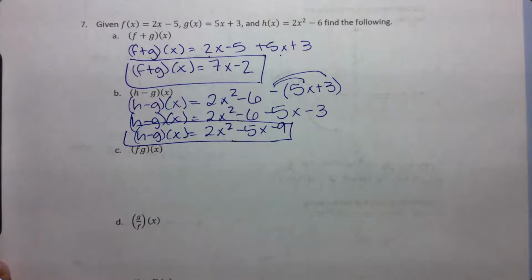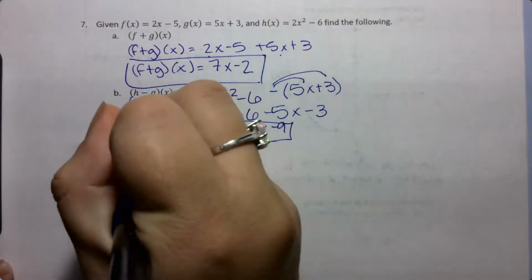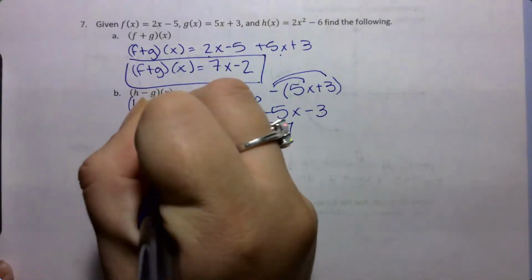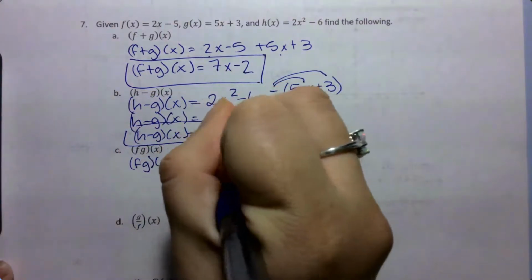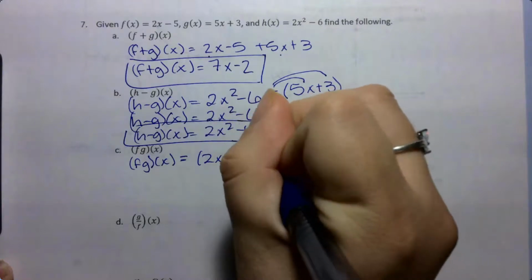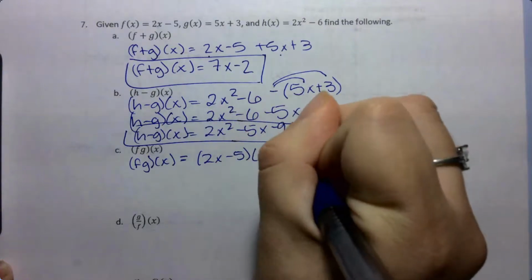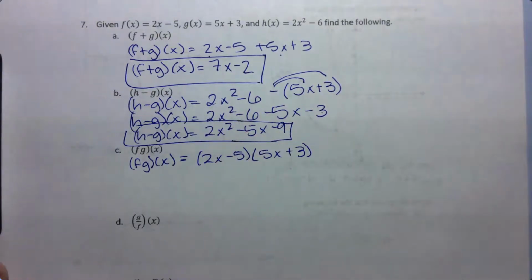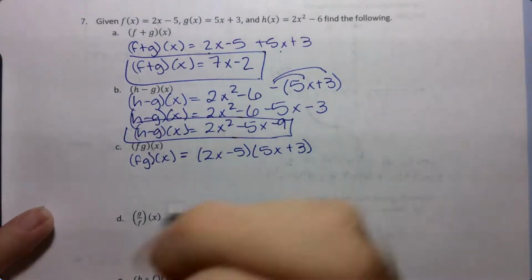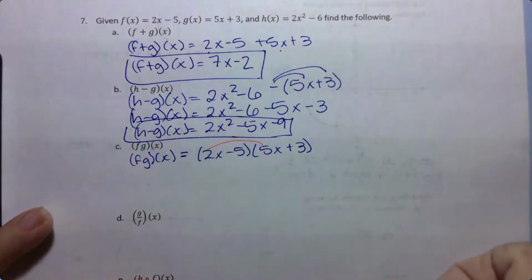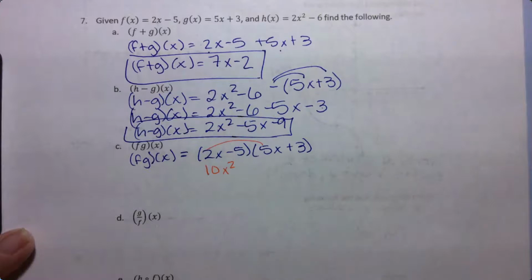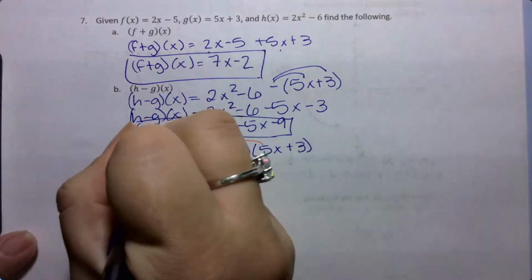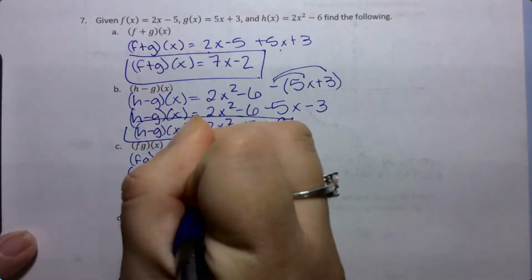C is multiplying f and g. So I am going to take 2x minus 5 and multiply that by 5x plus 3. I can either use the box method here, or I want to remember to distribute. So when I am distributing, I take my 2 outside pieces and I multiply those together. That is going to give me 10x squared. I also want to remember to write my function operation off to the left.